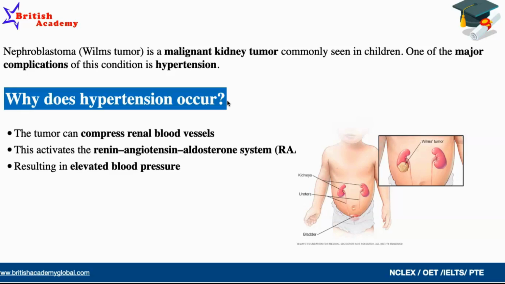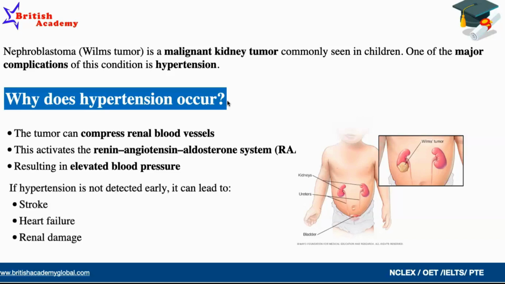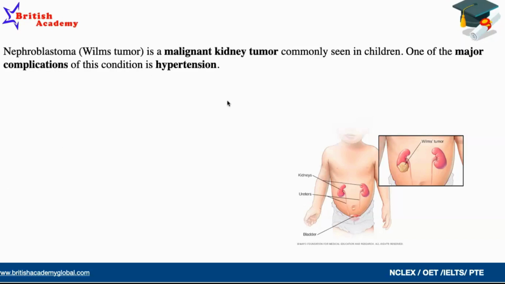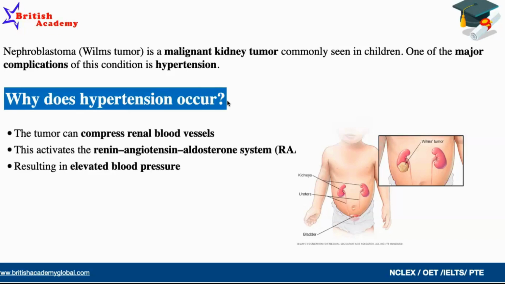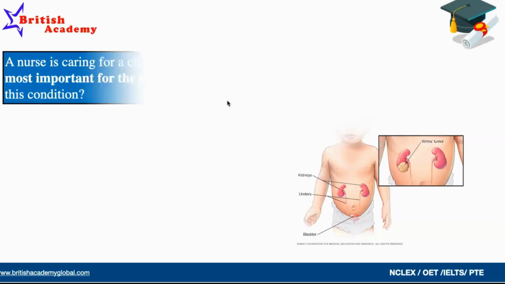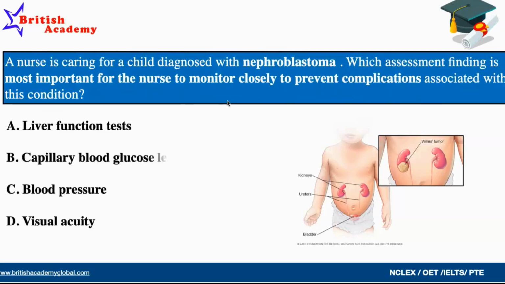pressure. Also, this will activate something called RAAS. What is RAAS? RAAS stands for renin-angiotensin-aldosterone system. That results in elevated blood pressure. And if this hypertension is not treated immediately, or if you don't take that into consideration immediately, that can lead to stroke, heart failure, or renal damage.